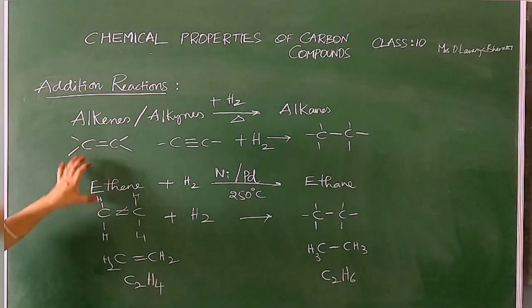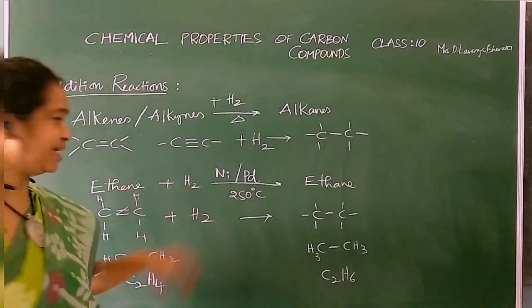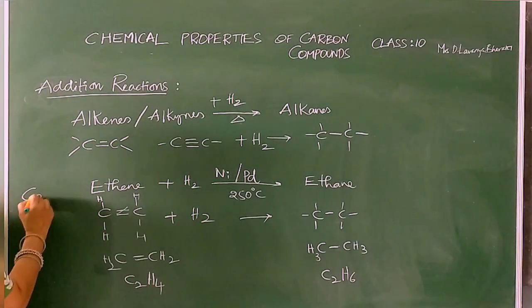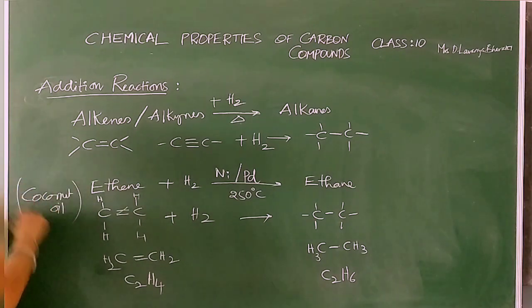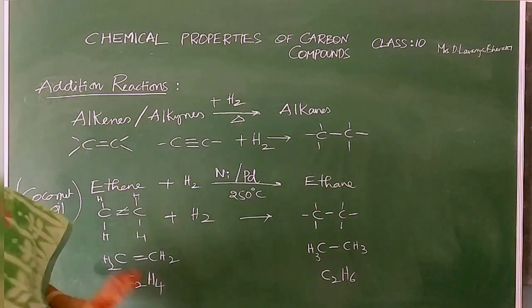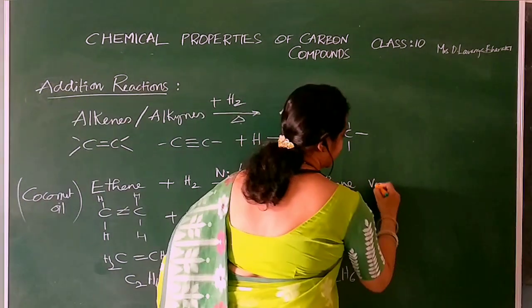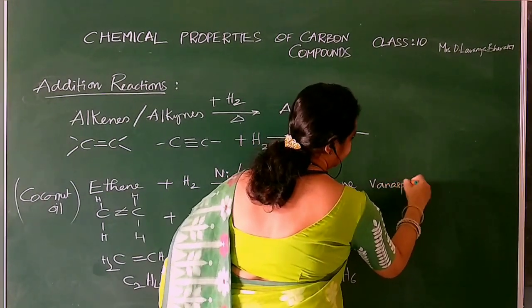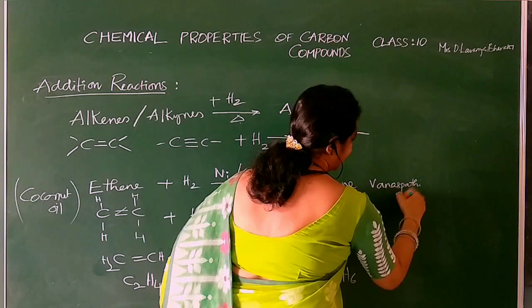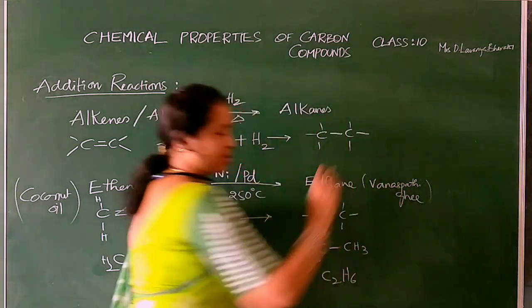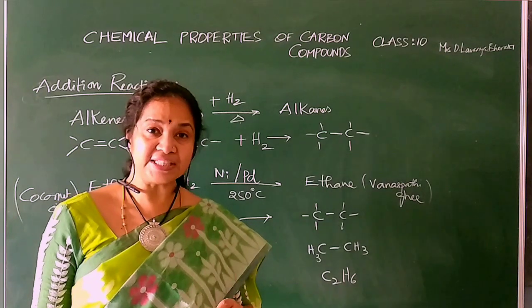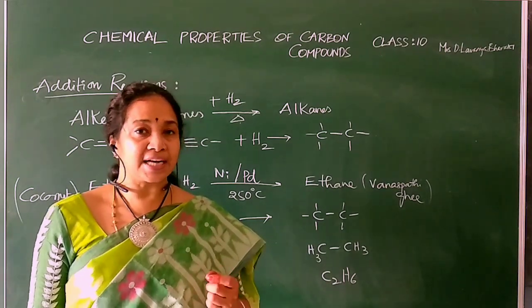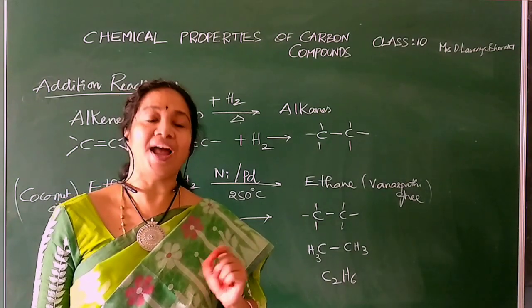So in this way ethene is converted to ethane, and here I said coconut oil. This is an unsaturated hydrocarbon. Now it is converted to vanaspati ghee, which is a saturated hydrocarbon. In this way, addition reactions convert alkenes to alkanes. They can convert even alkynes to alkanes.